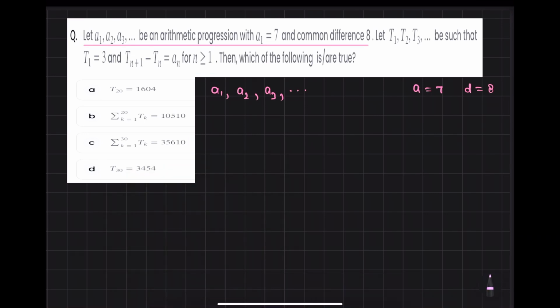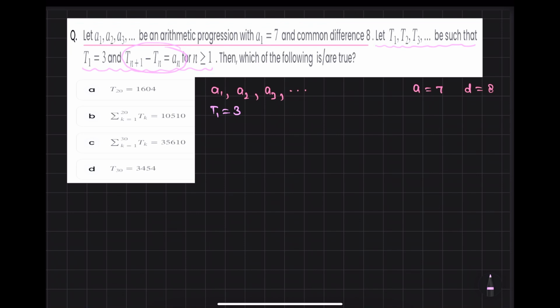Now focus on the second. Let T1, T2, T3 be such that T1 is this and this. So they have given you T1 as 3, and they have given you one relationship between T and A_n. It is also suggested that these T's are not in AP, so you have to find out T. And it is valid for n greater than or equal to 1. Then which of the following statements are true? So you have to find out whether A is true or false, B is true or false, and so on.